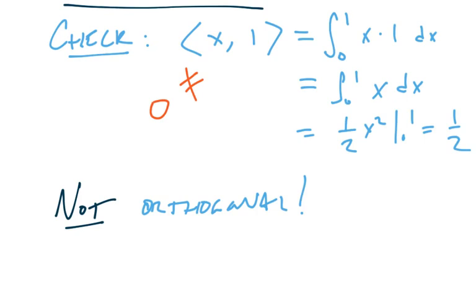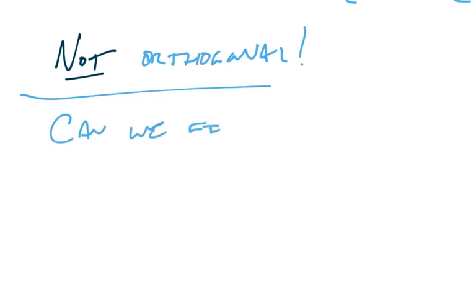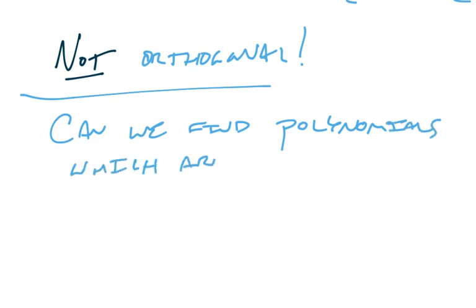Okay, so this leads to so many questions. Are there polynomials which are orthogonal to one another? Do they even exist? That's a question. So, can we find polynomials which are orthogonal to one another? This is a question. Another question.